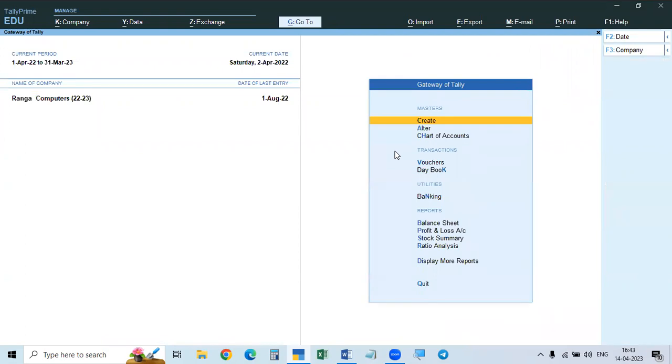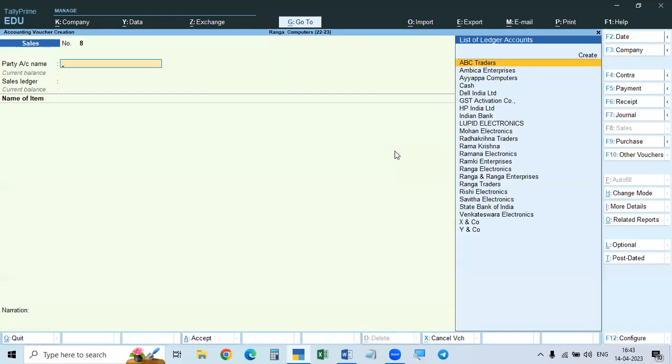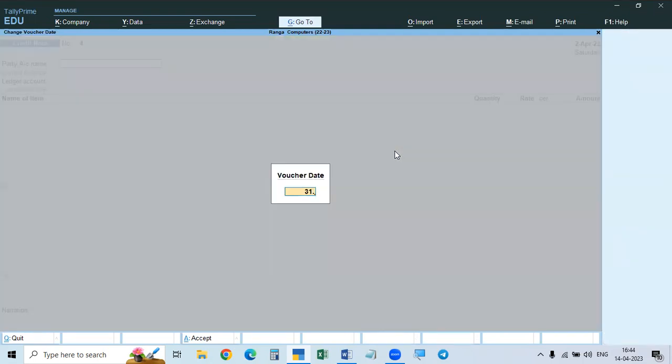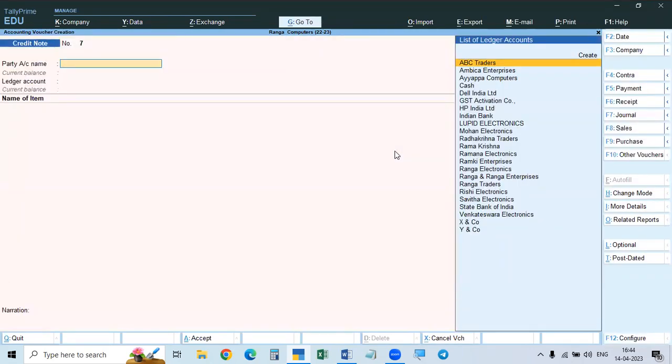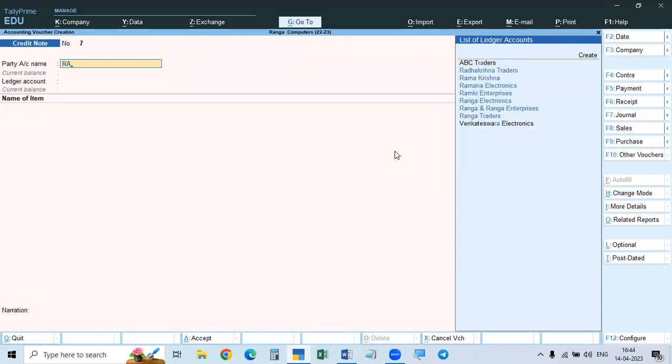On 31st May we will check all the bills, and on 1st June we may issue the credit note. To reduce the account, we will credit the account, so we issue the credit note and enter it. Here, voucher, and in this case, Alt F6, credit note only. The date is 31st May, or otherwise you can take it as 1st June. And what is the name of the person? Ranga Electronics.